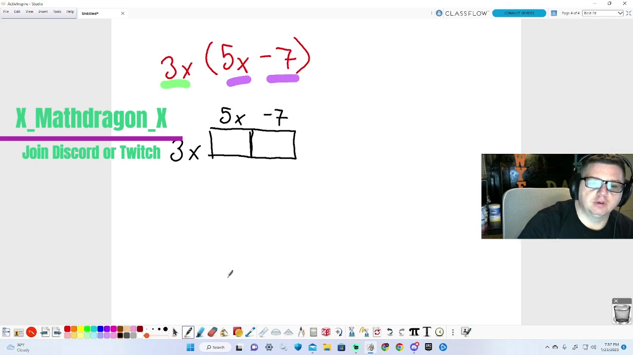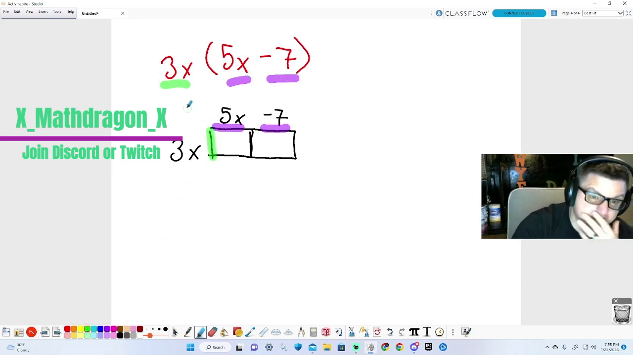5x minus 7. I just have a tendency myself when I do this to set up my box using what I do. So that first term goes down here. Those two terms, and that almost helps me set up my box so that I do it right as well. Okay, so let's take row times column.